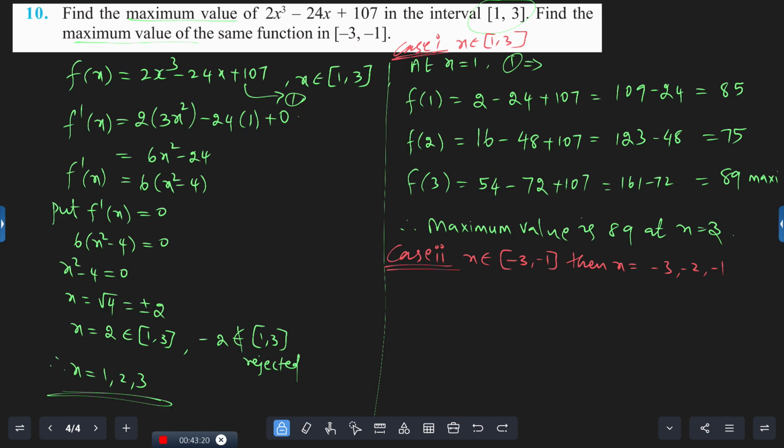Can you do those three? Case 2 is your homework. You people find the three values, compare them and tell what the maximum is. Understand? That's it. With question number 10 I am completing.